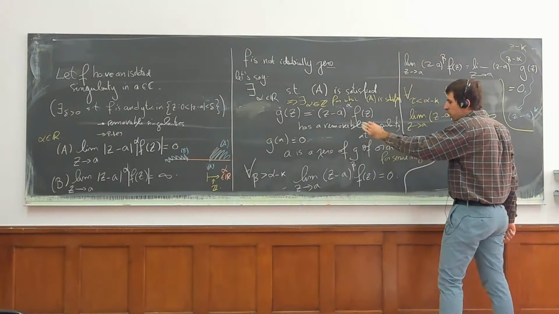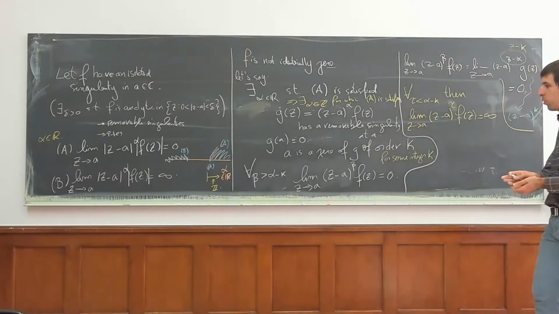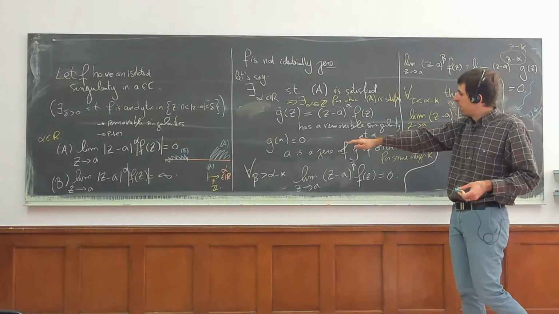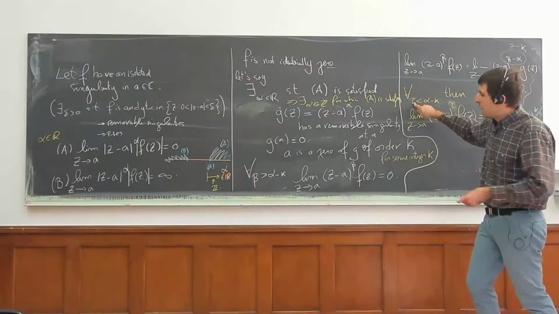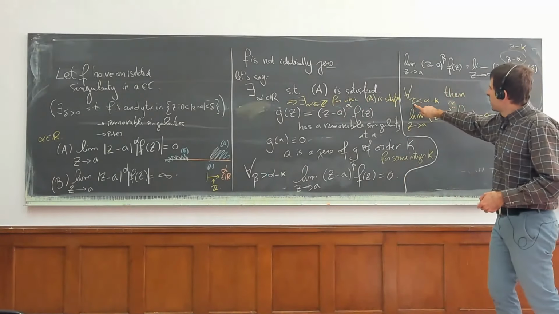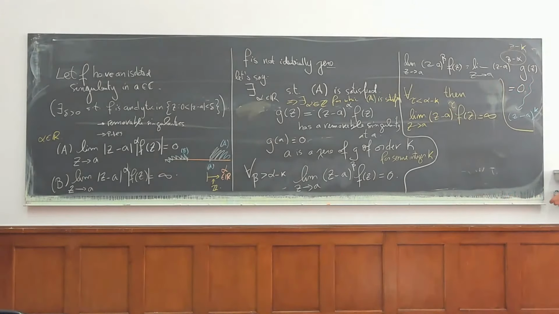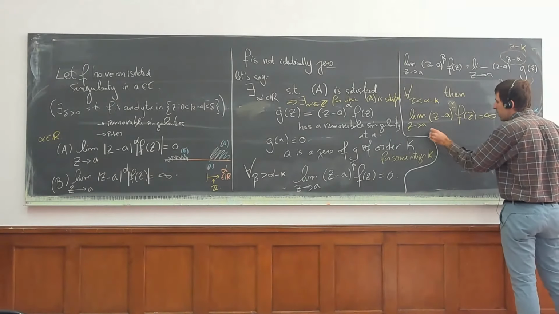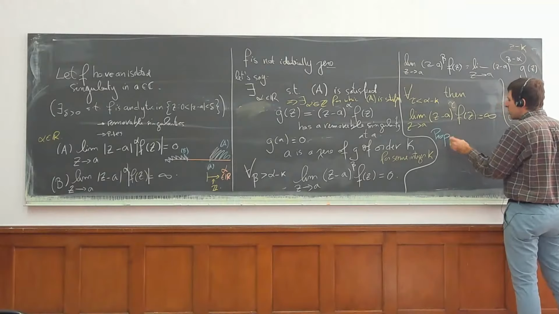And it has a removable singularity, and because of the theory that we had for zeros, for order of zeros, we get that if beta is bigger than alpha minus k, then this limit is 0. If beta is smaller than alpha minus k, then the limit must be infinity. So in particular, we get a proposition. So what did we show?